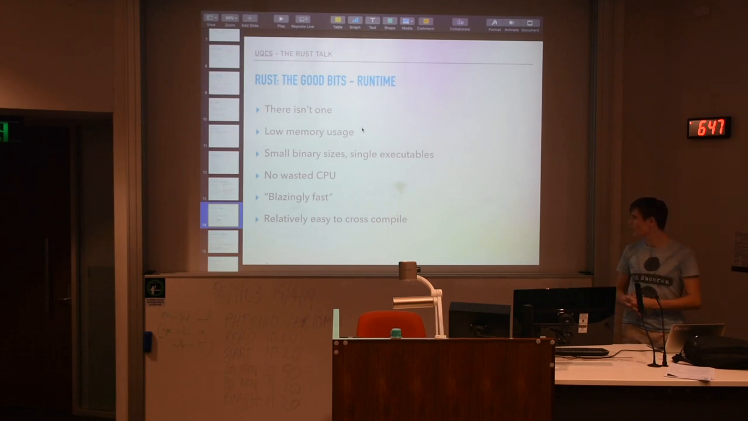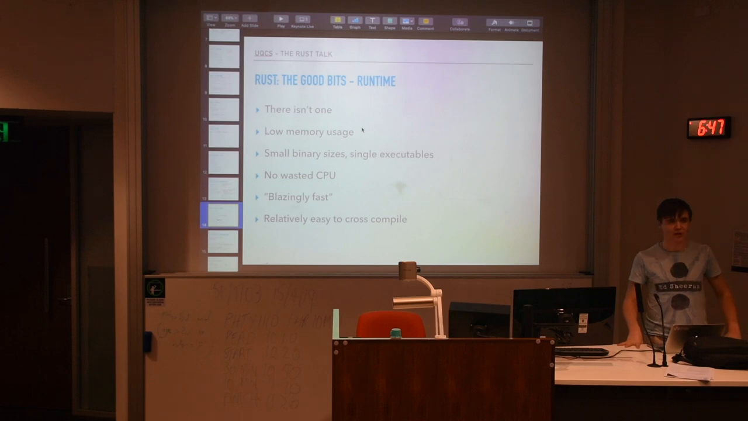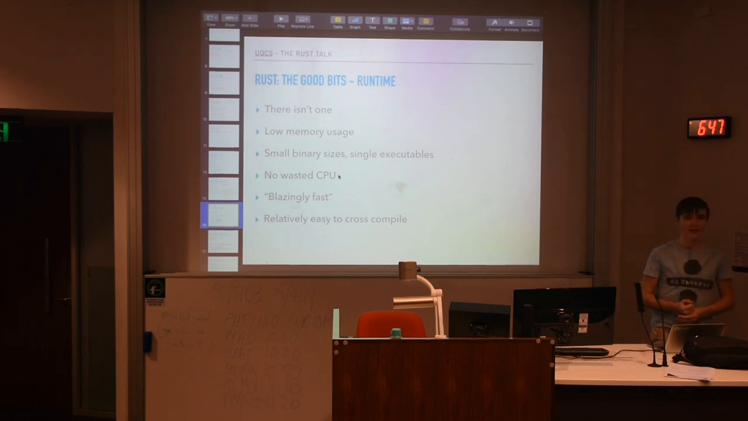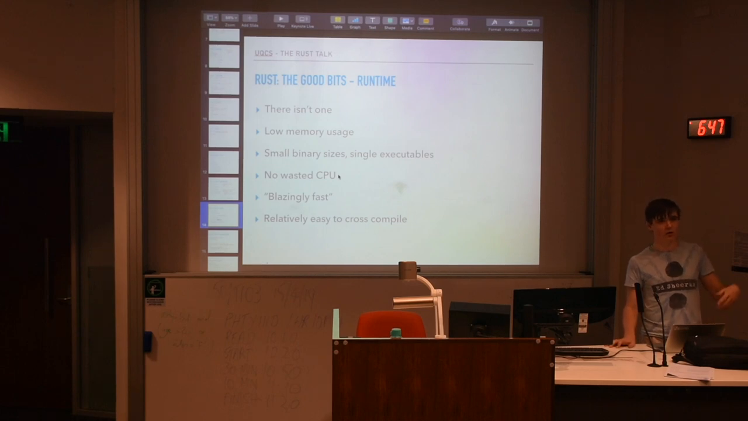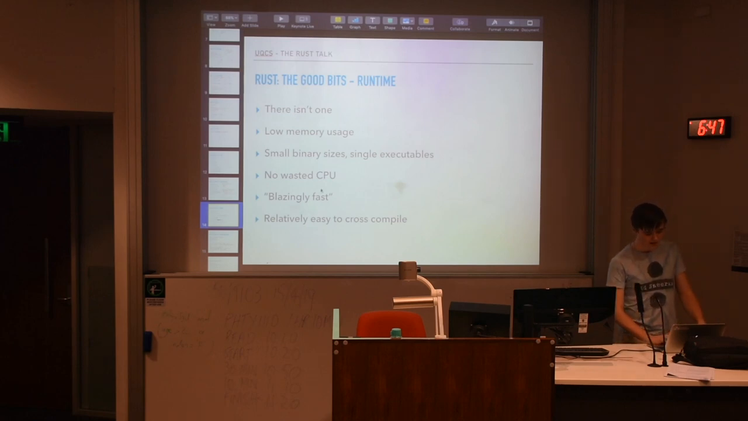We've also got low memory usage. Rust doesn't have a garbage collector. Doesn't have any fancy JIT stuff going on. It's just a flat binary that runs, which means low memory usage, small binaries, drag and drop executables, easy to deploy. And it's also pretty quick. It's not going to waste CPU. If your Rust program's churning at 100% CPU, it's because it's busy. It's not because it's chasing down pointers or anything.